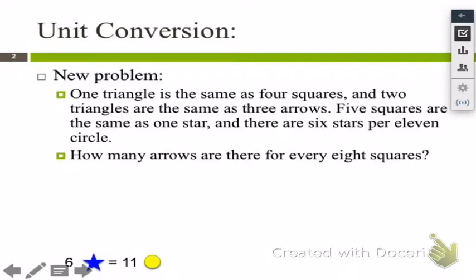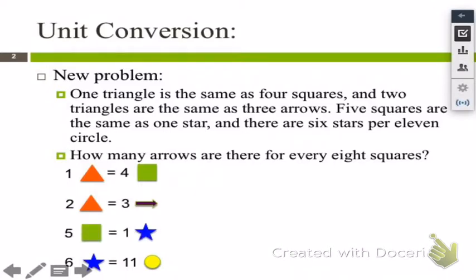Okay. So first step, what do we do with all these descriptions? Let's go ahead and write it out. One triangle is the same as 4 squares. 2 triangles is the same as 3 arrows. 5 squares is the same as 1 star. So then the question is, what do we do with them?